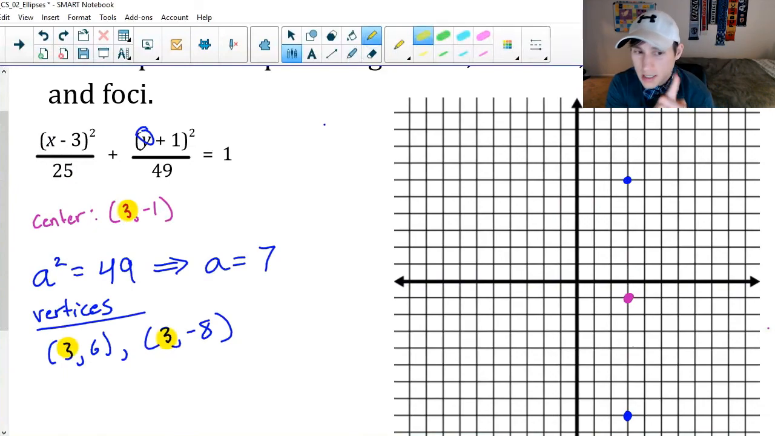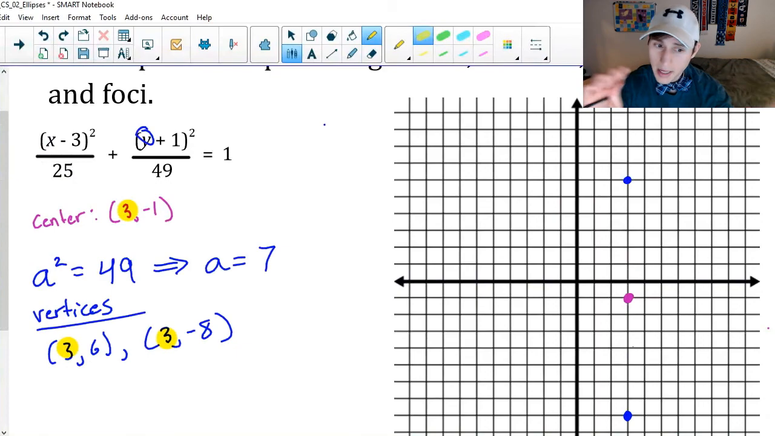Notice that from the center and the vertices, the x value all stayed the same because it's a vertical ellipse. So the vertices just go up and down. But if this were a horizontal ellipse, then I would be going left and right. So the x value would be changing.